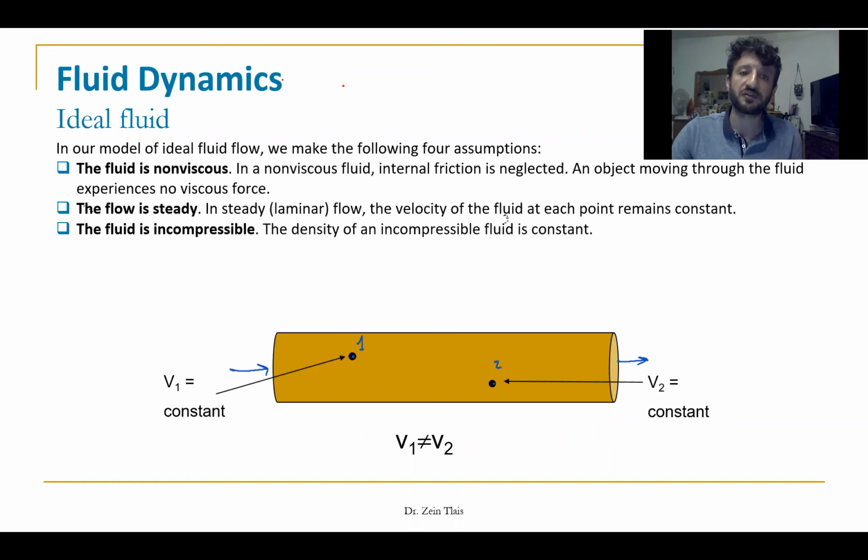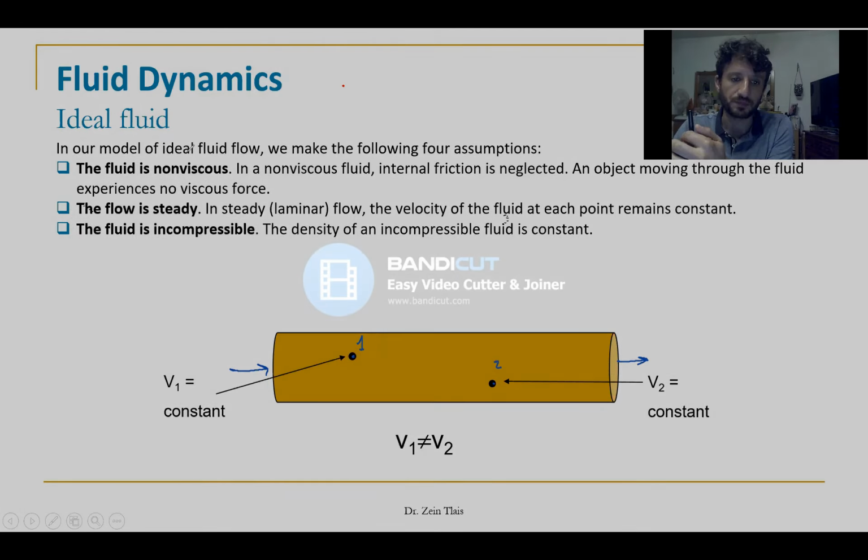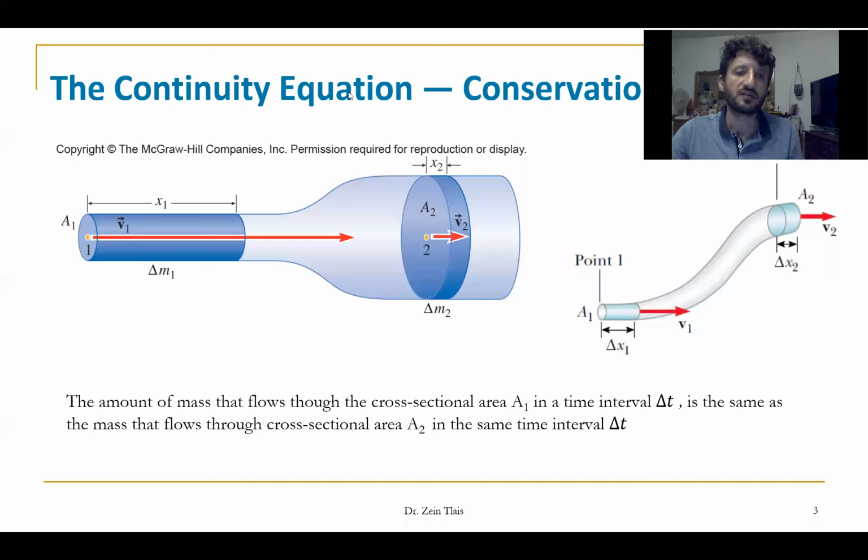Now the objective here, we have to find a relation between P1 and P2. With this relation, we take into account the height h1 and h2, and also the velocity v1 and the velocity v2. So we have h1, h2, v1, v2, and p1 and p2. So let's do the calculation.